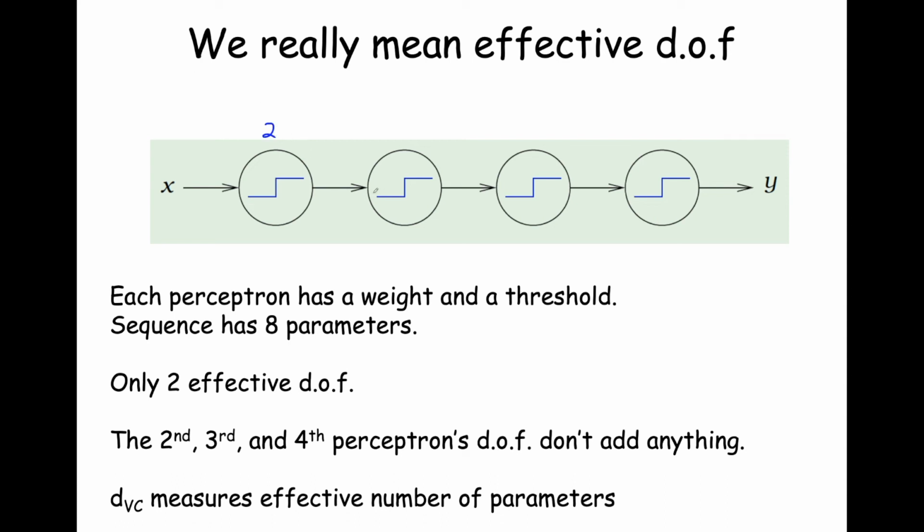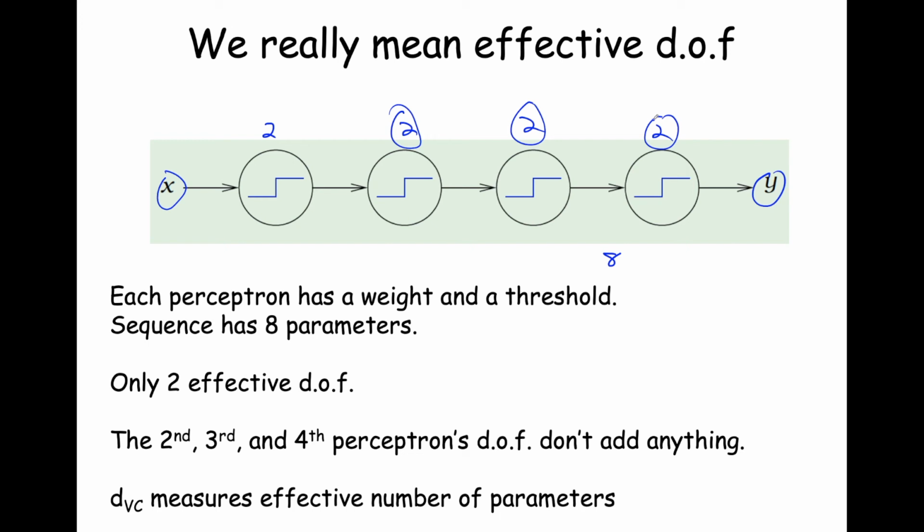And imagine if we took the output of that first stage and put it into another stage, that's another two parameters. And then out into another stage, that's another two parameters. So that's a total parameter count of 8. And so here, each perceptron has a weight and a threshold, and the sequence from input on the left to the output Y on the right, that represents a single hypothesis that is indexed or defined by 8 parameters. But really, the second stage, third stage, and the fourth stage, each one of them contributes a count of 2 to the total count of parameters. Those parameters don't add much. They don't do anything. And so we really only have 2 effective degrees of freedom.